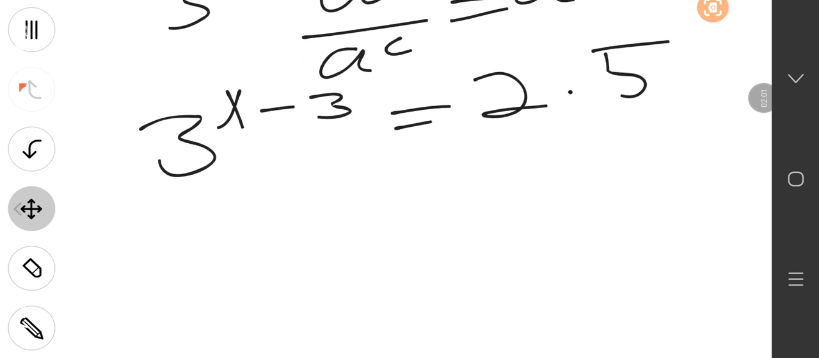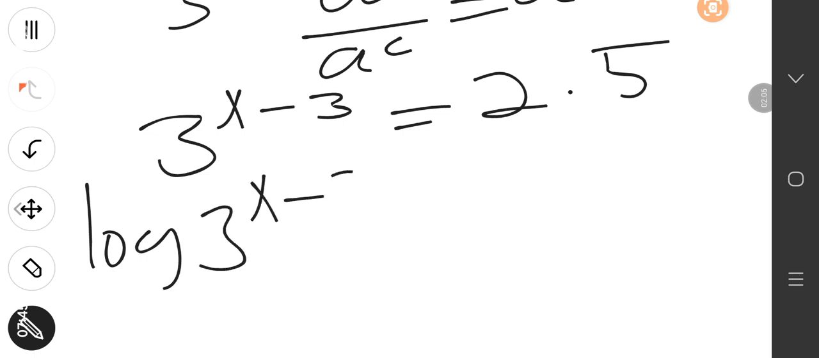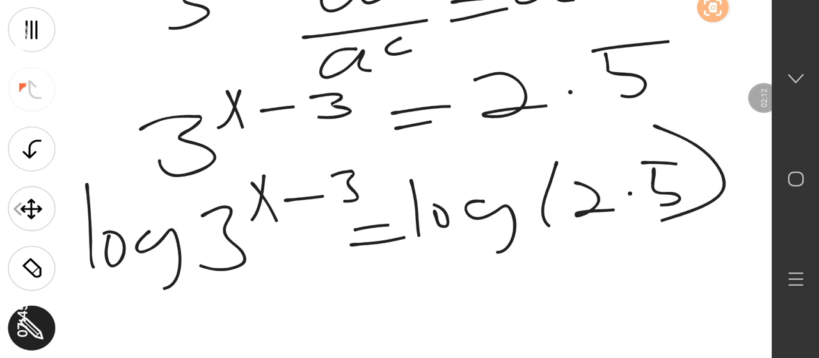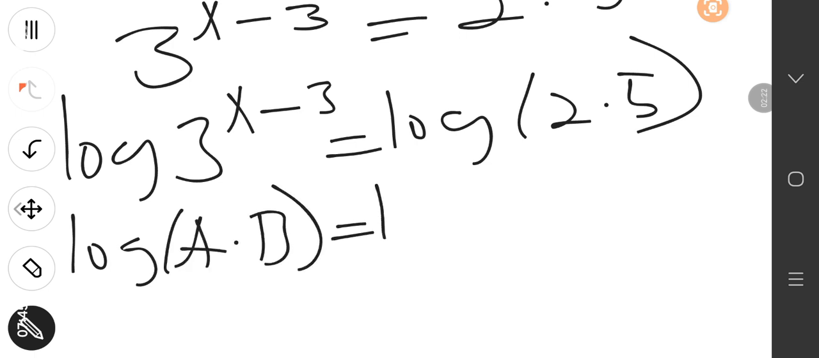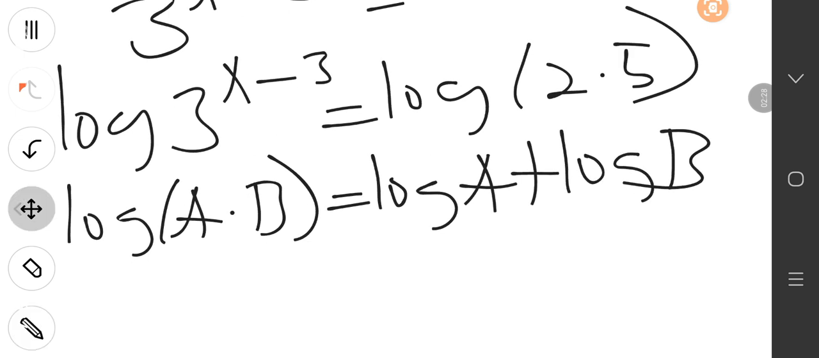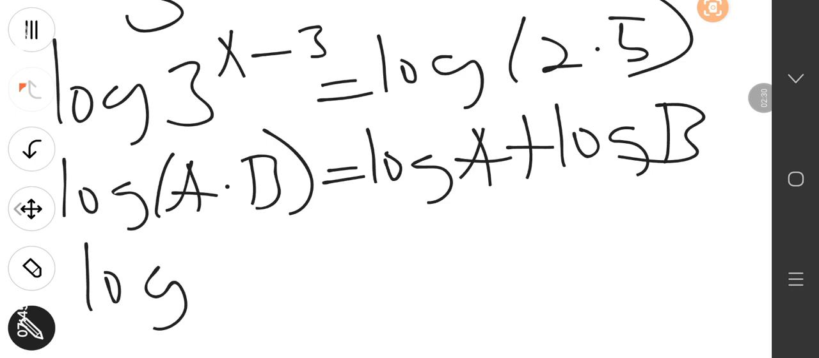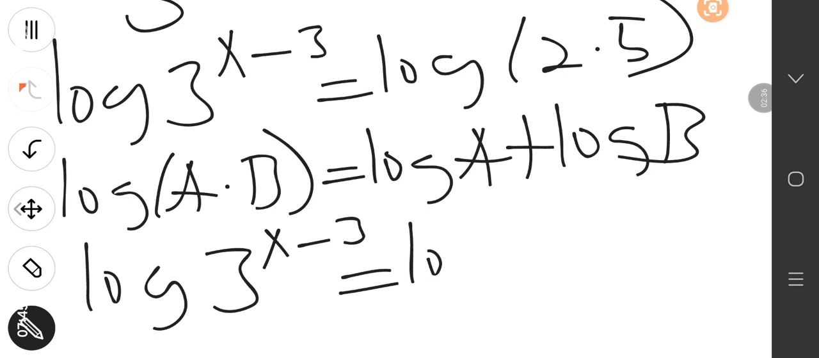Now let's apply logarithms here. So we say log 3^(x-3) equals log of 2 times 5. Alright, now let's apply the product rule here. So we say log of a times b should give us log a plus log b. So you're going to have log 3^(x-3) equals log 2 plus log 5.